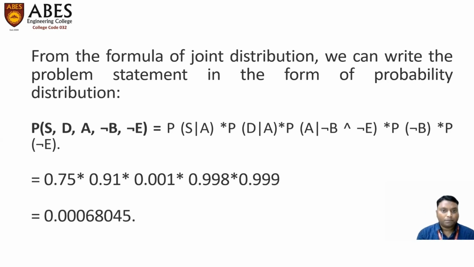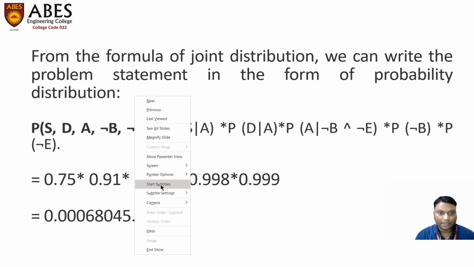So now we have to find the probability of S. If we are going to find the probability of Sarah calls, then it will calculate the probability with respect to its parents. So Sarah given A multiplied by Dennis given A, that is alarm, multiplied by alarm given not B and not E, multiplied by probability of not B and multiplied by probability of not E. So we have written here like this: probability of S given A.